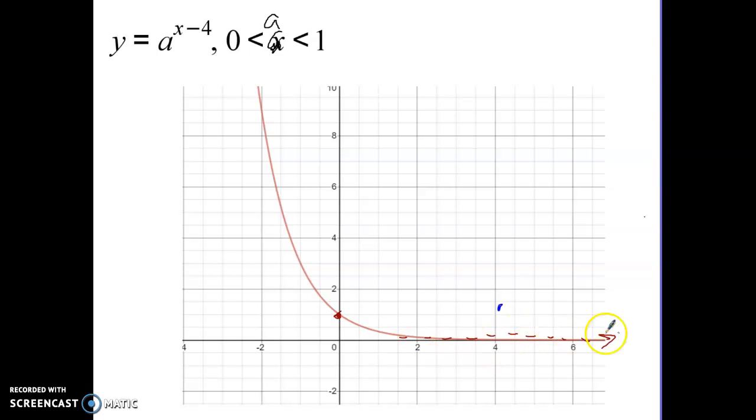Okay, now how about my asymptote? Well, when I move to the right and to the left, that doesn't affect my asymptote at all. I'm just sliding along this asymptote, so I'm not going to move it. I'm just going to hit it a little bit later.